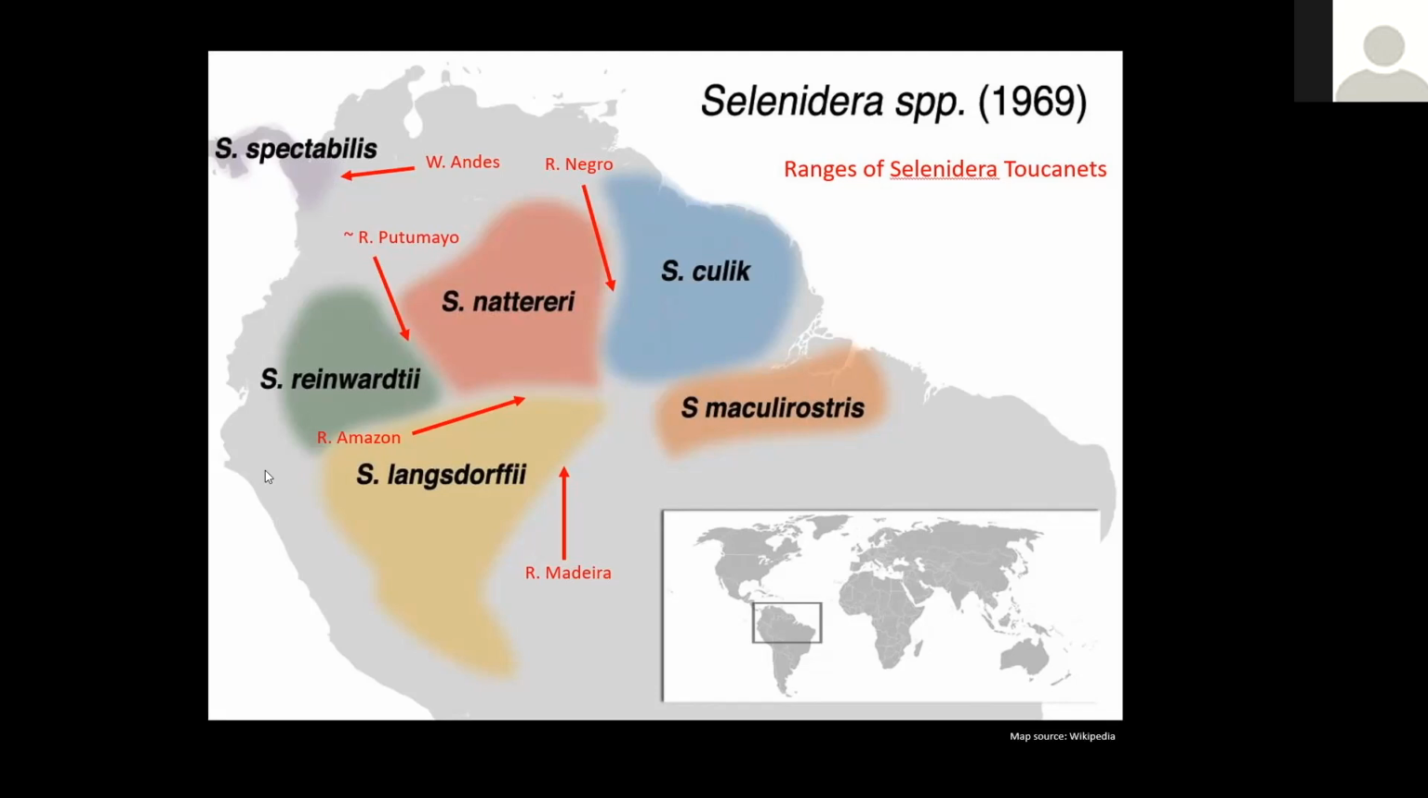So depending on where you are, you'll only see one species of Selenidera toucanet. And this pattern repeats over and over again with a lot of different families. And that's what makes birding in places like this so fascinating to me.